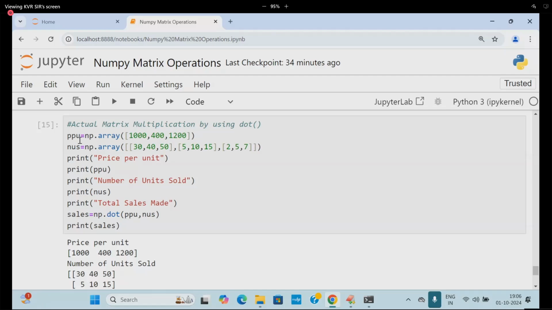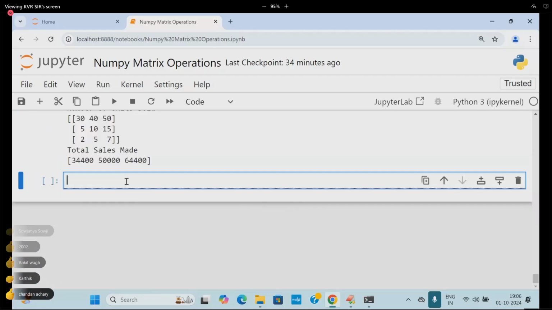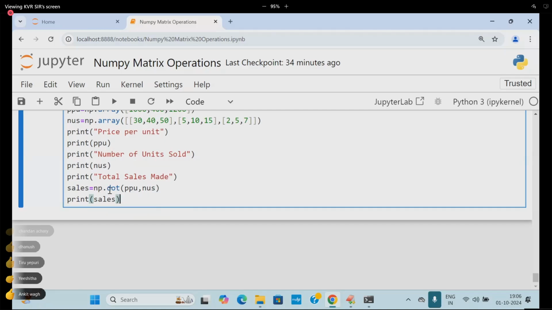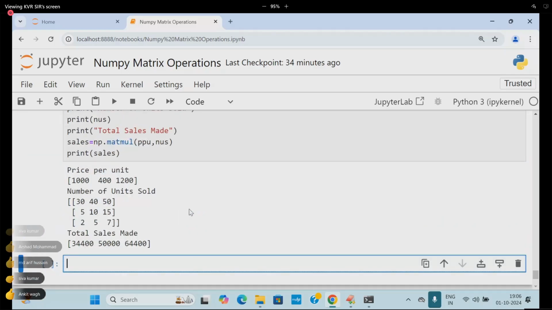You can do the same thing by using what also? Matmul also you can do. So here Matmul, execute it. For this, I want to draw the graph also. Graph visualization I want to show.